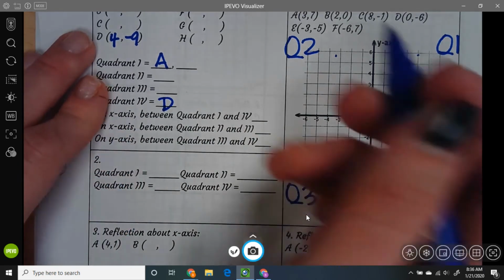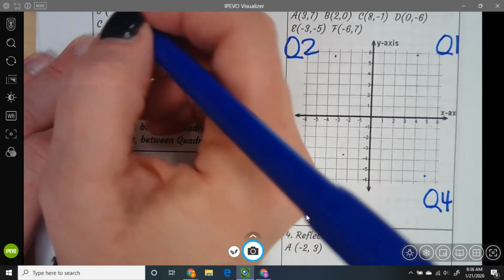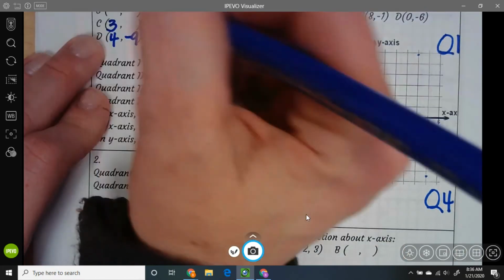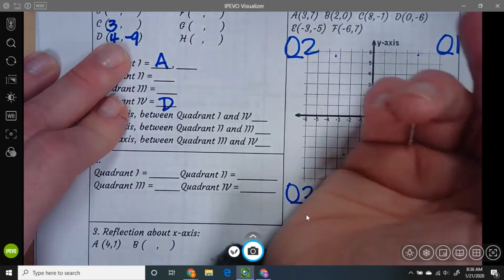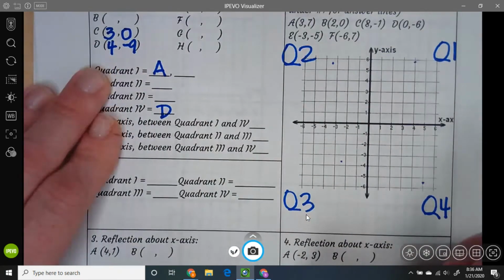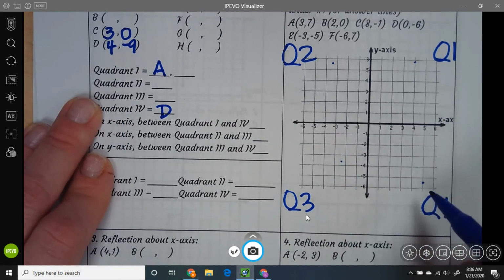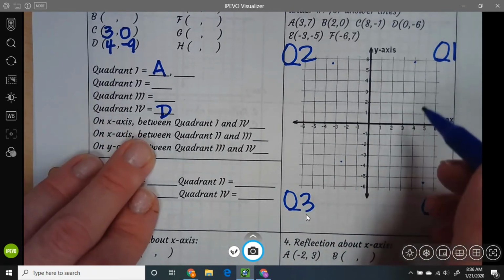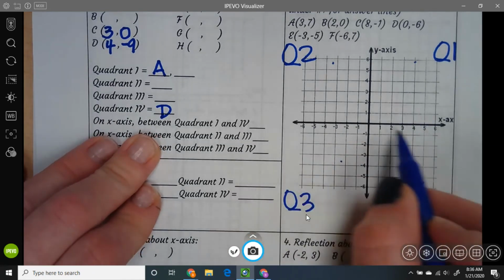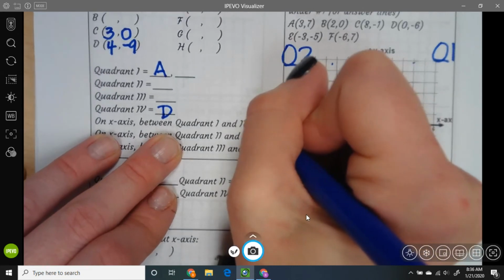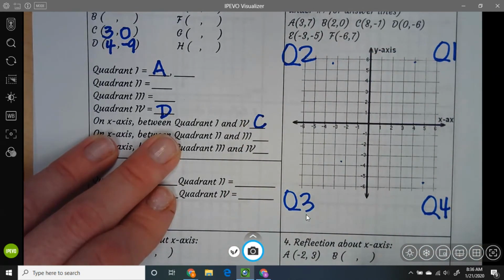Okay, let's do one more. C is at, if I go across, it's at 3. And then does it go up and down at all? And the answer would be no. So it's at 3, 0. And you could say it's in quadrant 1 or quadrant 4, but that wouldn't be correct. Technically, it's on the x-axis between quadrant 1 and quadrant 4. So it's at C.